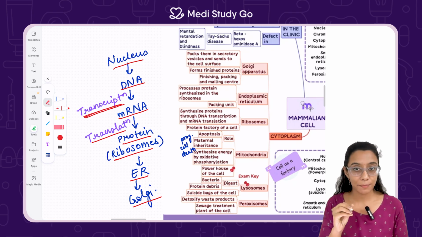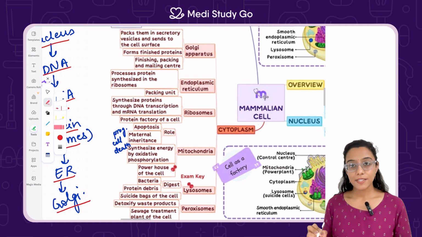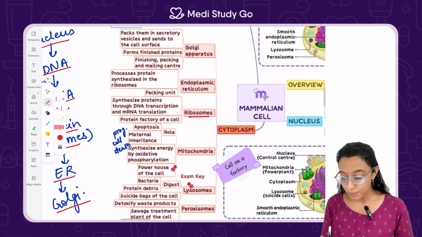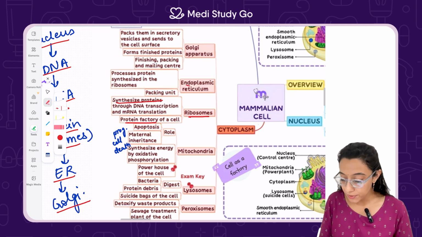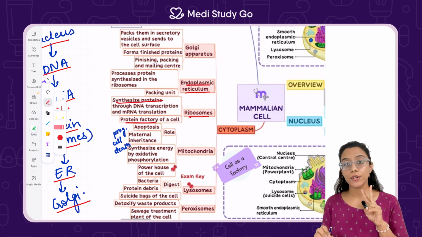Now that we have understood this overview, let's begin with the cytoplasm, which surrounds the nucleus, and the cell organelles which are present in it. Let's begin with the ribosomes. The ribosomes are the protein factory of the cell. We just now talked about it. They synthesize the proteins, right? Then those proteins go to the endoplasmic reticulum, which is of two types.